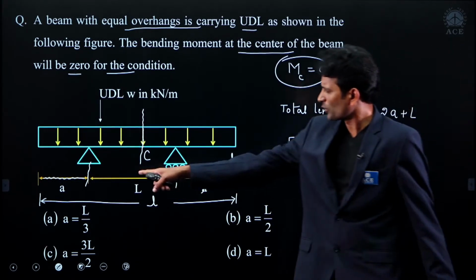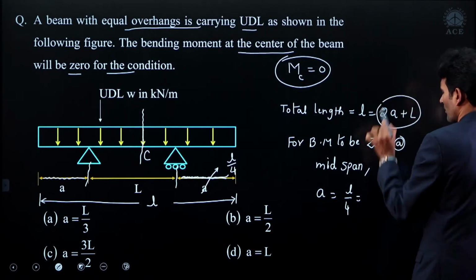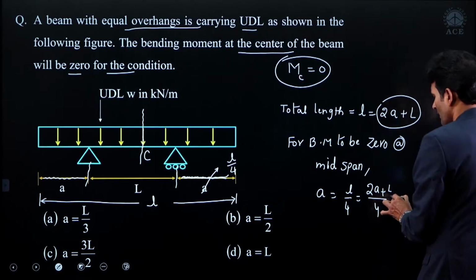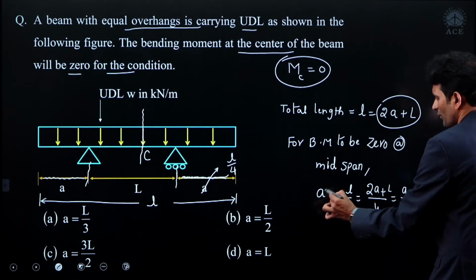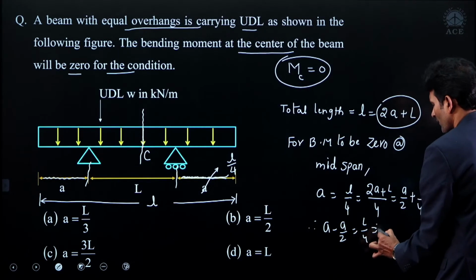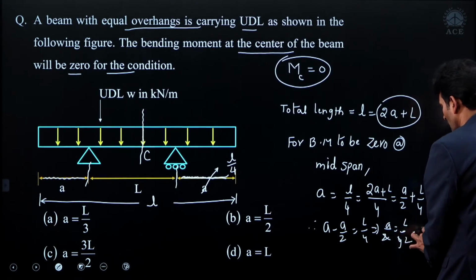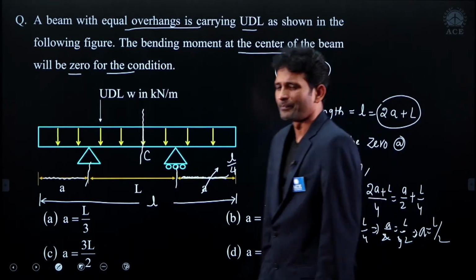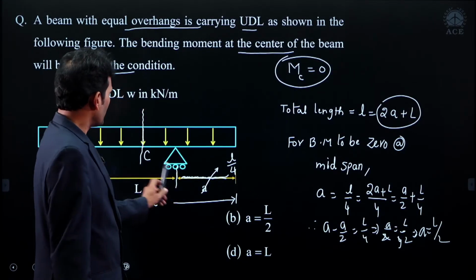What is L? L is the total length of the beam. Now, this total length of the beam, what did I get? 2A plus L by 4, my dear friend. If I simplify this one, this is A by 2, this is L by 4. A minus A by 2 equal to L by 4. Then A by 2 equal to L by 4. The 2 cancels. A equal to L by 2 we are having. Overhanging distance I need to set capital L by 2. Capital L is the distance between two supports.